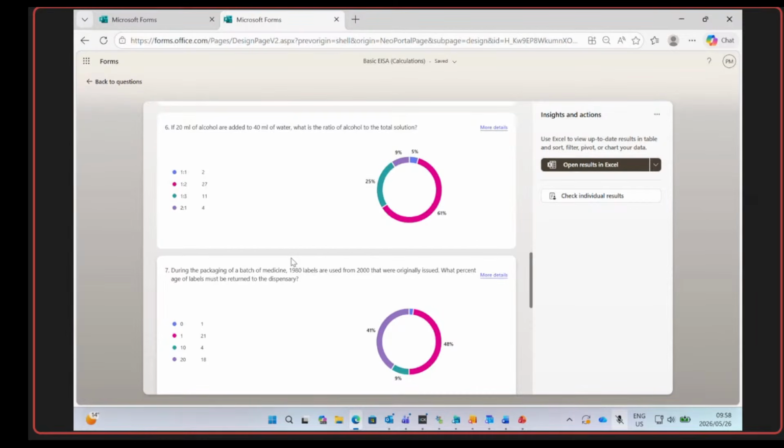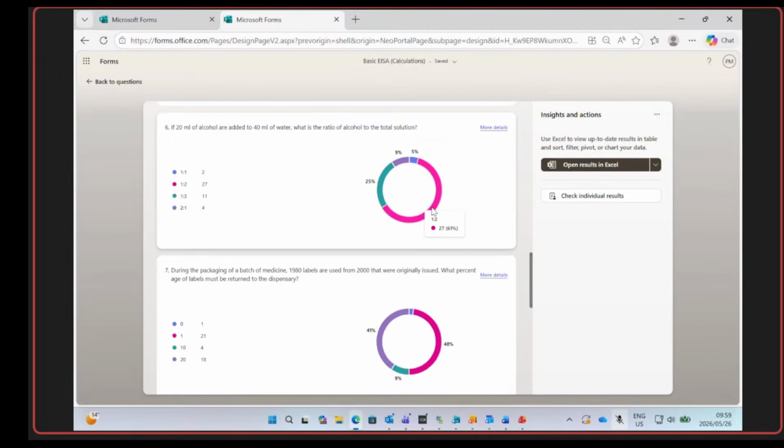And so now the ratio will be alcohol to total solution. And so the alcohol is 20, the total solution is 60. So it's 20 to 60. And as you simplify it, you will get 1:3. All right. So a lot of you have put in the answer. So only 25% of you got this answer correct. A lot of you have put it as 1:2.